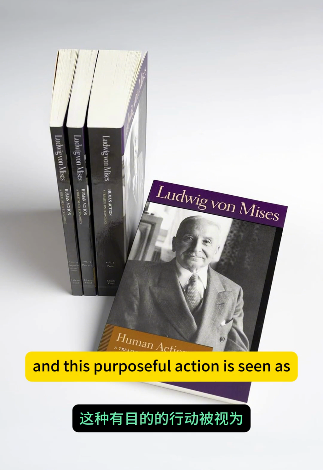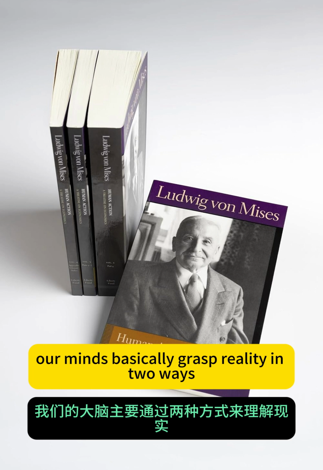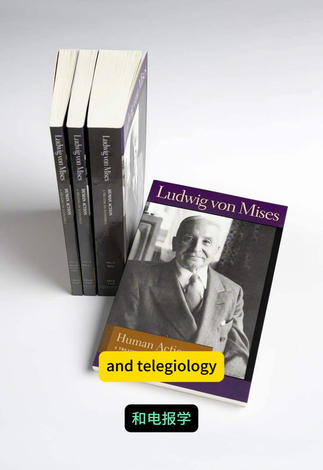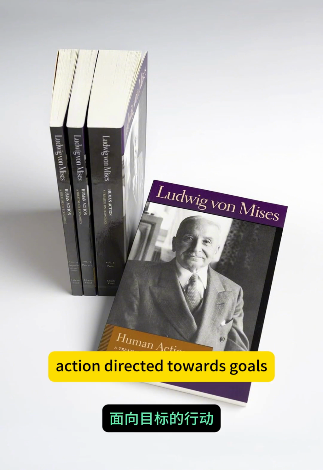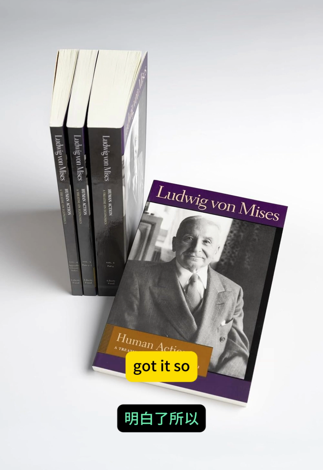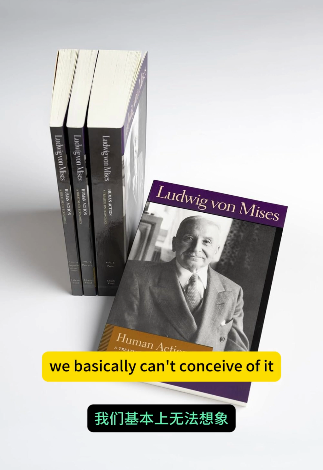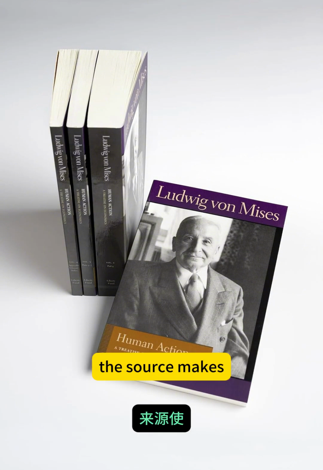And this purposeful action is seen as completely tied up with human thought, with logic. The source argues our minds basically grasp reality in two ways. Causality, standard cause and effect. Right. And teleology, which is this idea of purposeful behavior, action directed towards goals. Cause and effect and purpose. Got it. So if something doesn't fit into one of those two frameworks, we basically can't conceive of it. That's the claim, yeah.